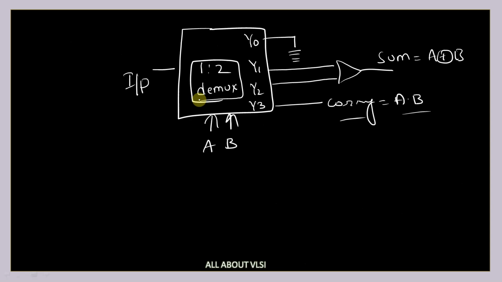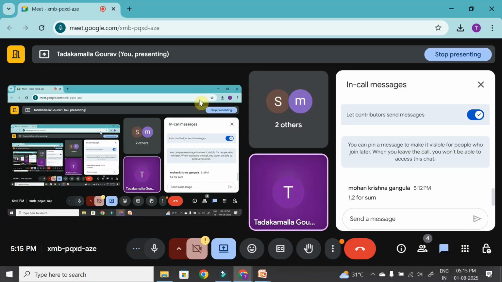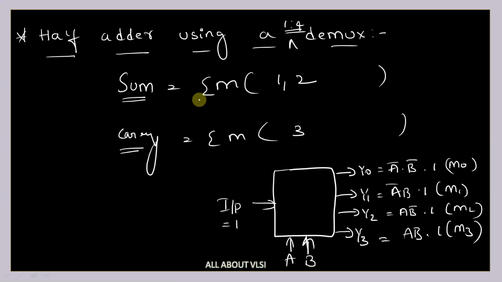And any three variable function, if you want to implement, you can use it. You can use a 1:2, sorry, you can use a 1:8 demux. You can easily implement using that 1:8 demux. Okay. So shall we move forward? Is it clear? Any doubts or any queries in this?